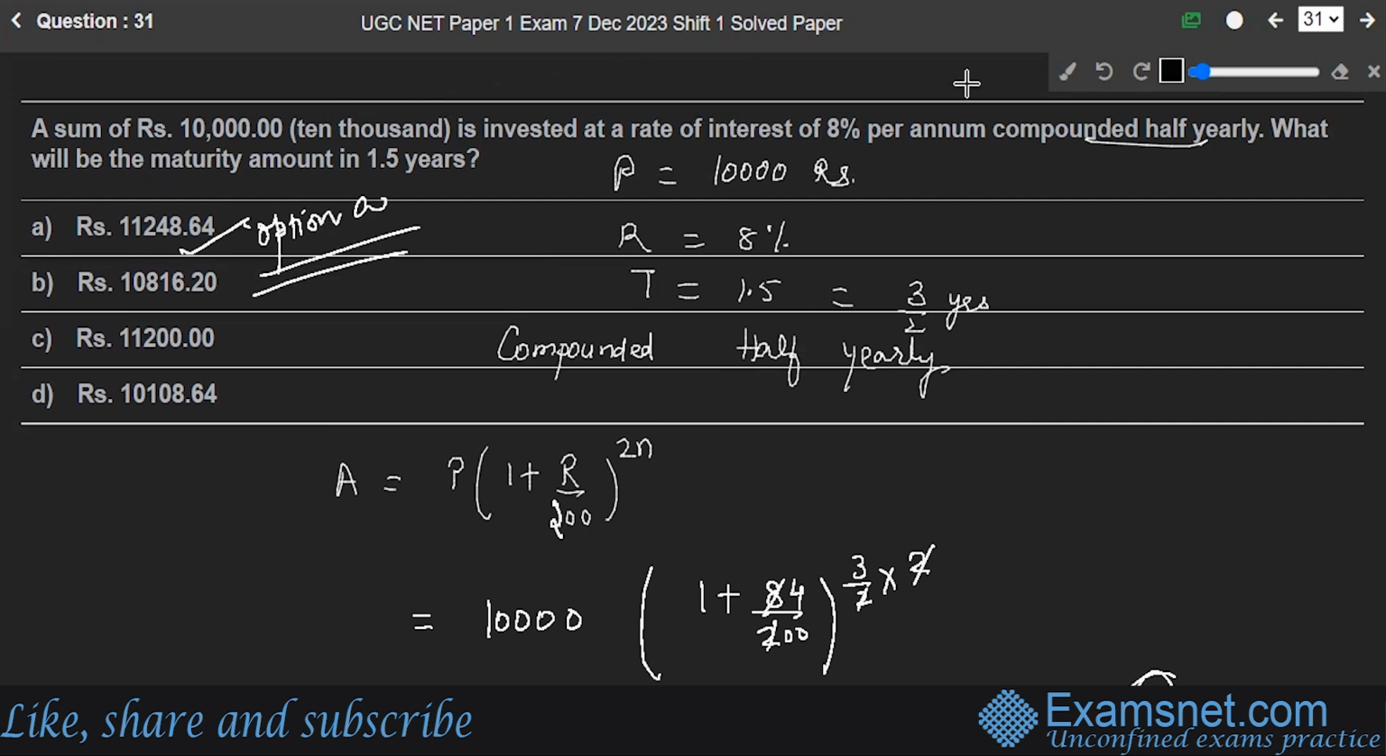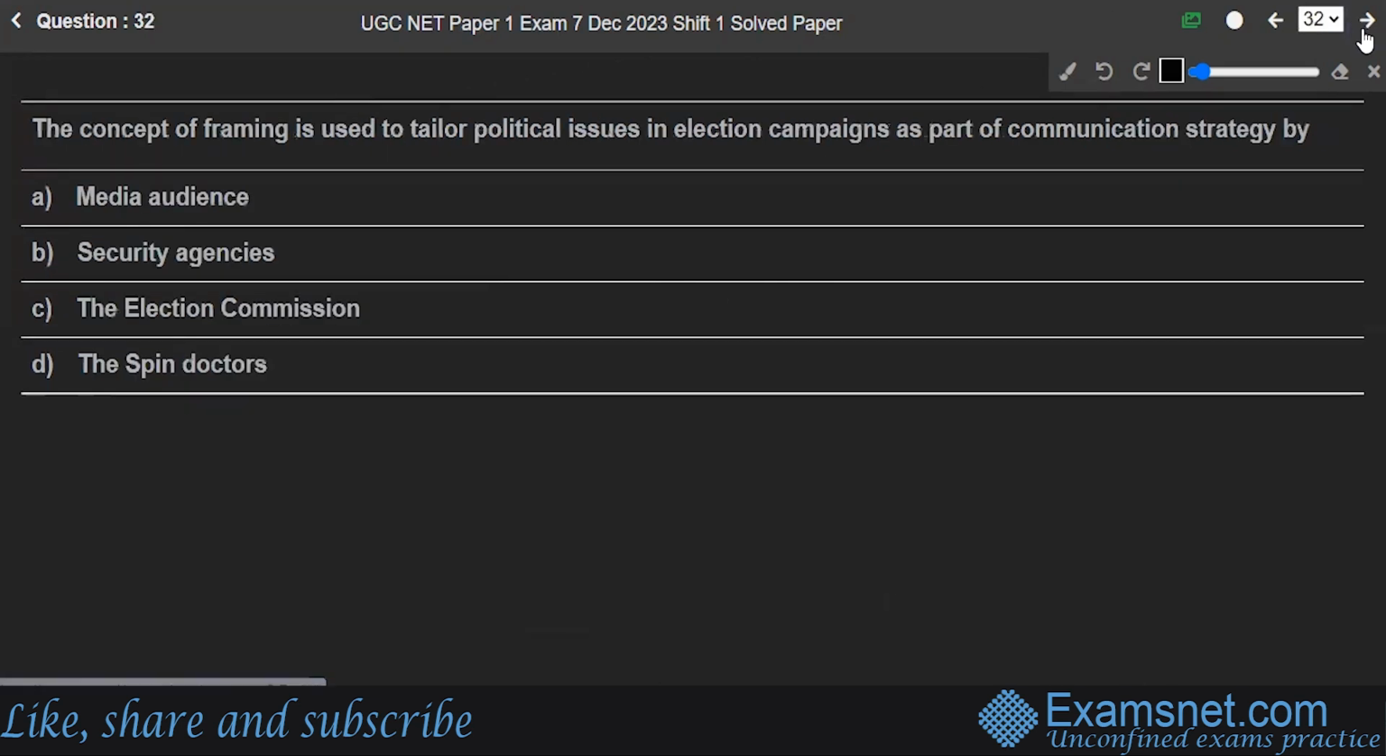Okay, hope you understood this. Let's move to the next question, number 32. The concept of framing is used to tailor political issue in election campaigns as a part of communication strategy by media, audience, security agencies, election commission, or the spin doctors. Well, the right answer is spin doctors, option D.